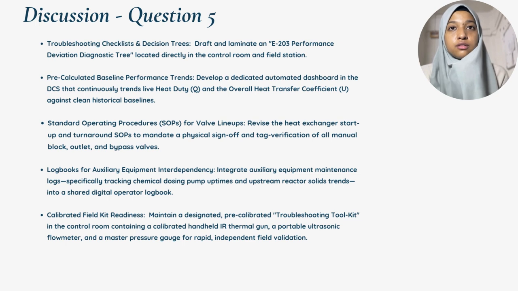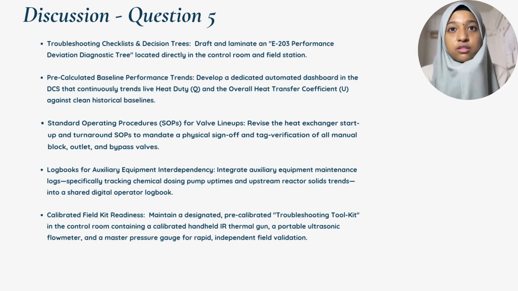Next discussion. The first one is the troubleshooting checklist and precision trace. Draft and display an E-203 performance deviation diagnosis tray located directly in the control room and field station. Next, pre-calculated baseline performance trends. Develop a dedicated automated dashboard in the DCS that continuously trends live heat duty and the overall heat transfer coefficient against clean historical baselines.